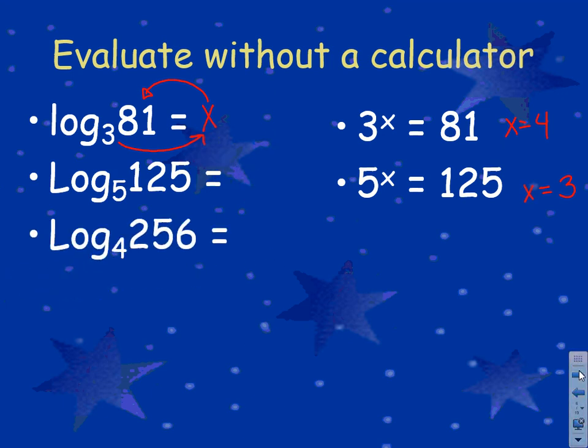Log base 4 of 256. So again, what are you thinking in your head? Good. 4 to the what power? 4 to the x is equal to 256. And what's that? So 4 times 4 is 16. 16 times 4 is 64. 64 times 4 is 256. So x is equal to 4.